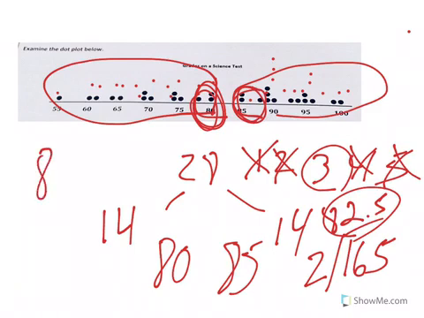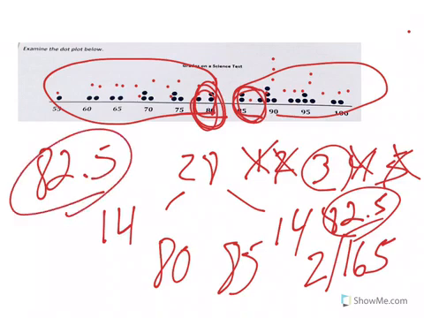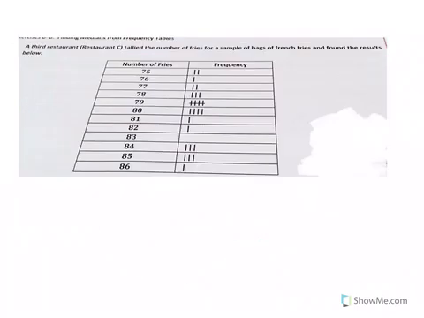So between 80 and 85, our median number would be 82.5. All right, let's look at another example here. We have a frequency chart. A third restaurant, we'll call it Restaurant C, tallied the number of fries for a sample of bags of French fries and found the results below. So let's see how many bags they actually looked at.